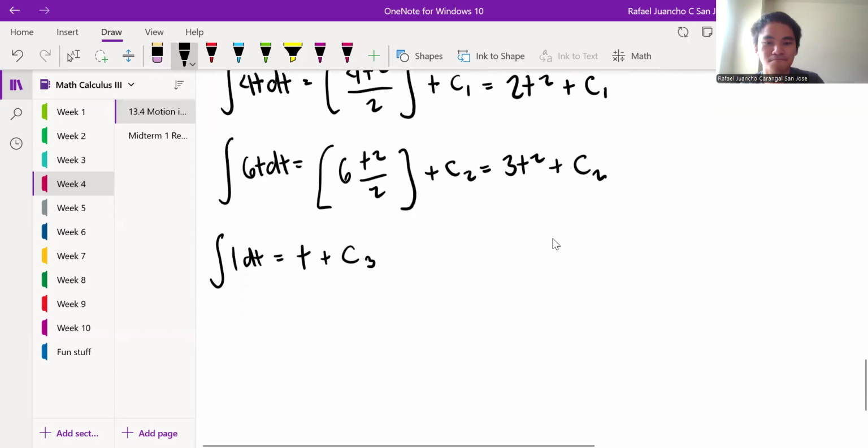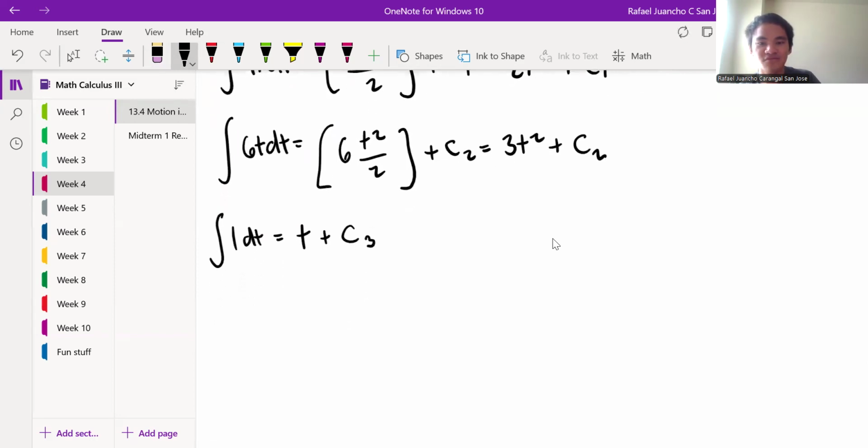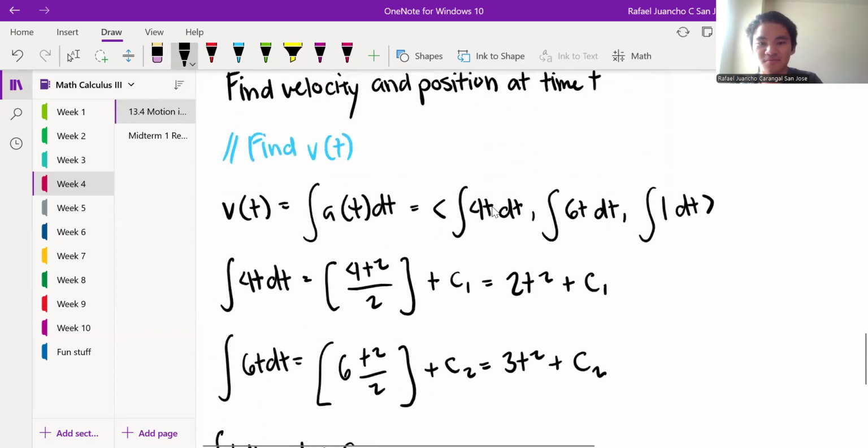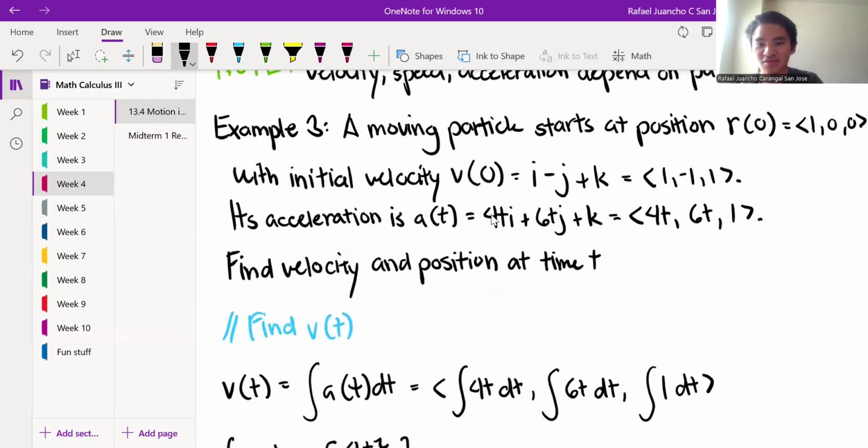Now I have to find my constants, right? To find my constants, I need information about v. So I have v of 0 here, which is equal to this thing.